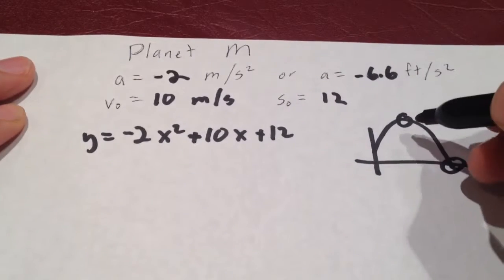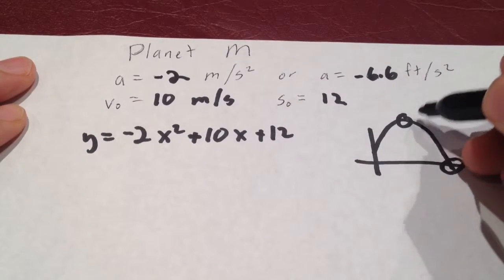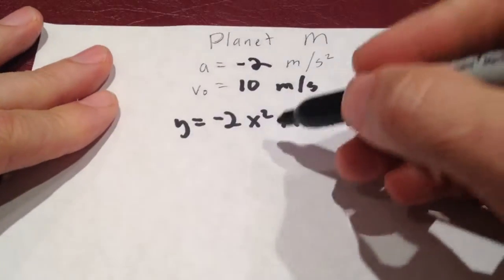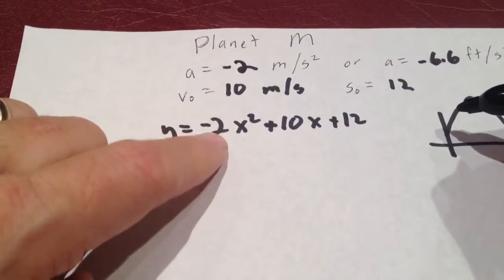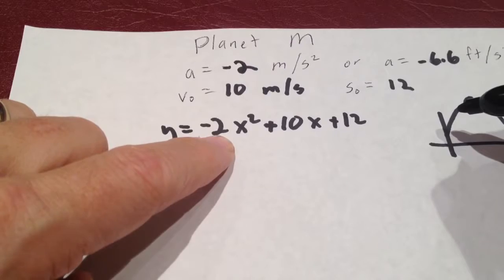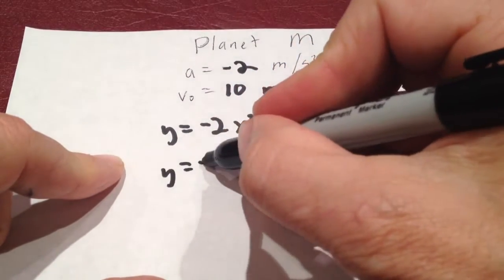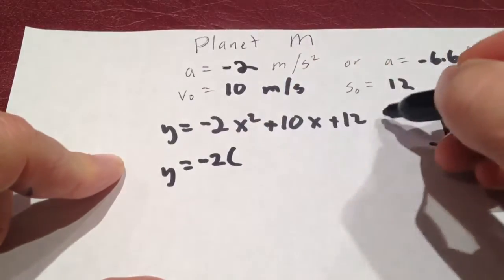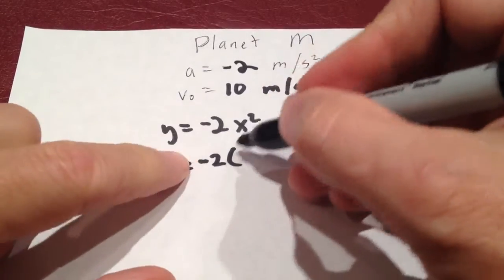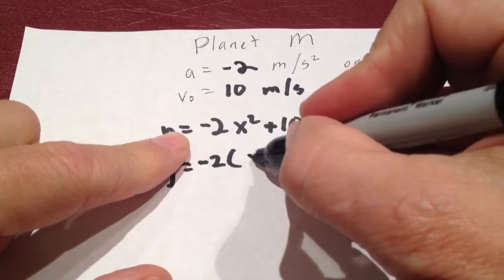If I put this in vertex form, well, that'll be the number. But the problem with putting this in vertex form is I don't know how to deal with that number in front of the x squared. So I'm going to factor it out. I'm going to just pull whatever that number is out front, which means everything here needs to be divided by that -2. It's negative. You're going to have to flip all your signs.